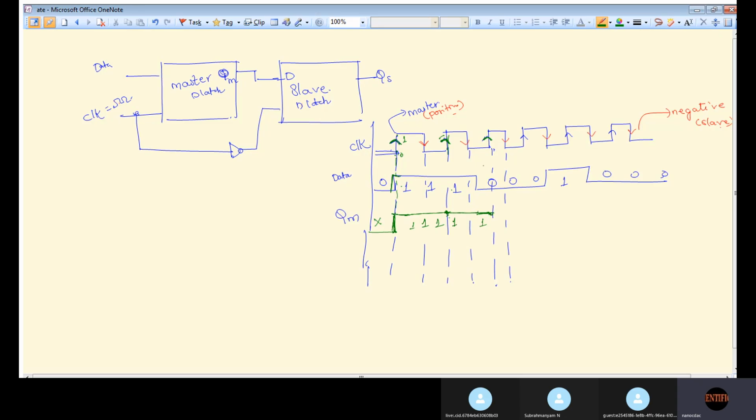And at the next positive edge of the clock, what is happening to the data? Data will be equal to 0. Till where does it hold this 0 value? Till the next positive edge of the clock. At this next positive edge, again it is 0, so this 0 value comes here. This 0 is held till the next positive edge of the clock.